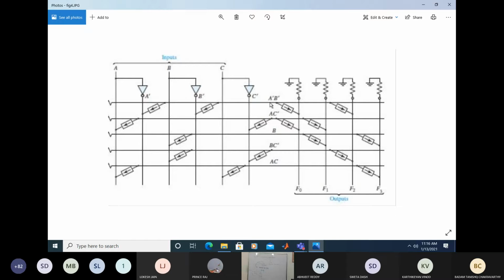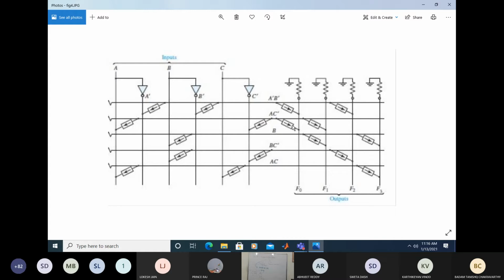So now move on to the OR array. Now what is the OR array? The OR array is the next section. These word lines are going to the OR array. If you see, the outputs are taken from the OR array with the switching combinations. So the word lines are connected so that F0 is nothing but an OR combination of the first one, A dash B dash, and AC dash. Do you agree with that?